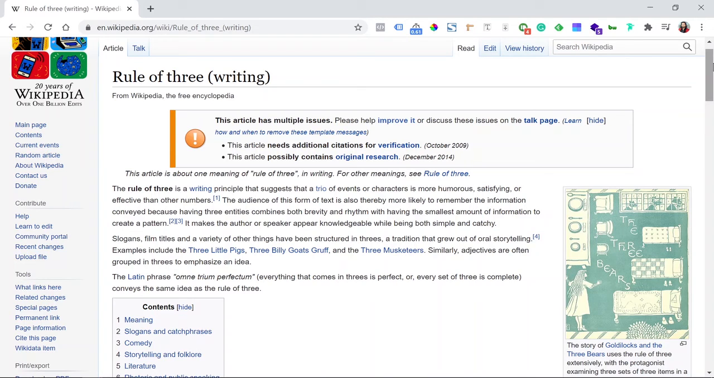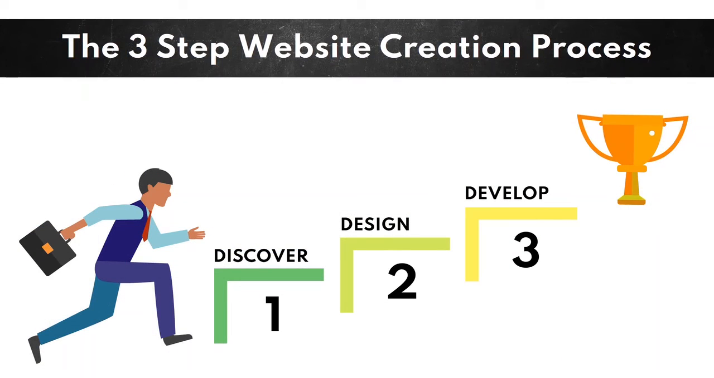It is very easy to digest for visitors. There is some magic about the number 3. Yes, yes, yes. That's why I divided the website creation process into 3 steps. Now you know my secret of writing course scripts.